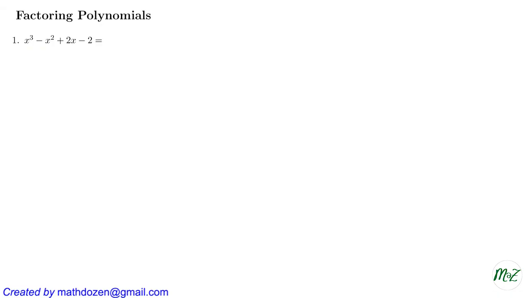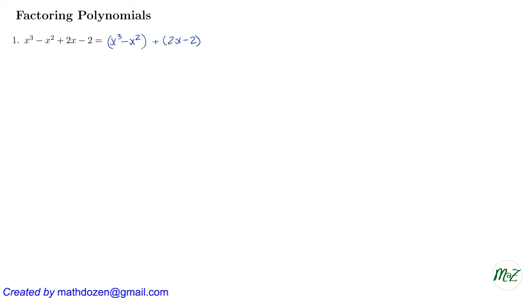Let's see how we can solve several problems on factoring polynomials. So this is our first problem. We're trying to factor x cubed minus x squared plus 2x minus 2. This problem will be easier to look at if we split the terms into pairs. So we just put parentheses around the first two terms, x cubed minus x squared, and 2x minus 2.